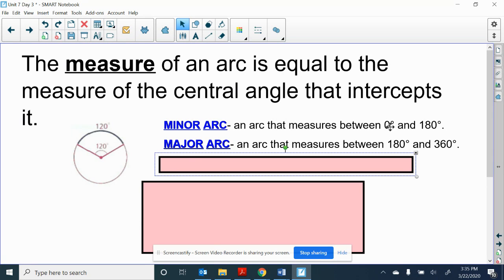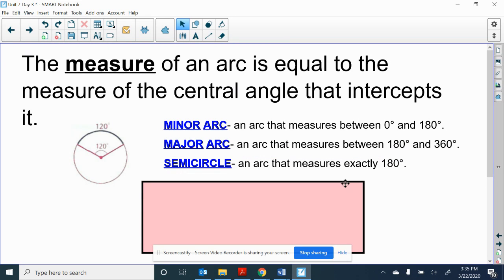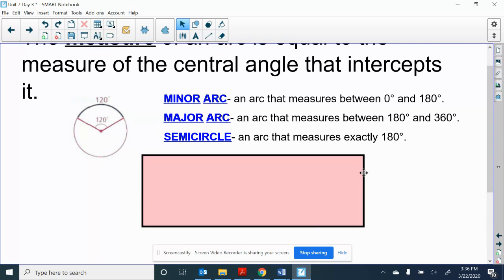So I know what happens between 0 and 180. I know 180 to 360. What do we call it if it's exactly 180 degrees? That's a semicircle.